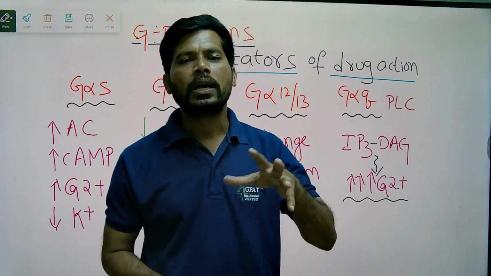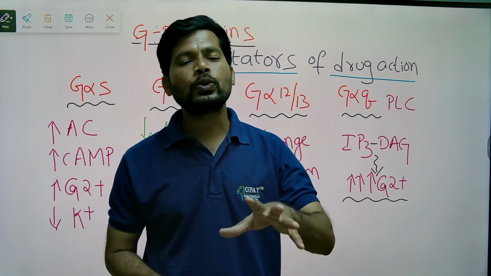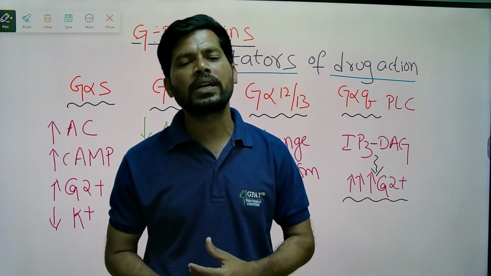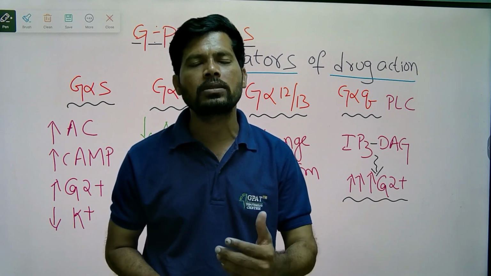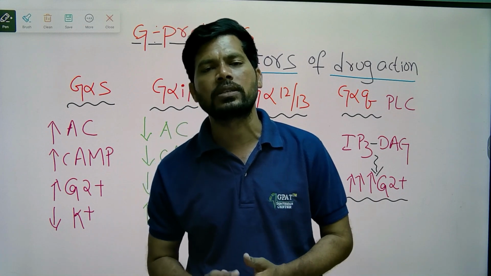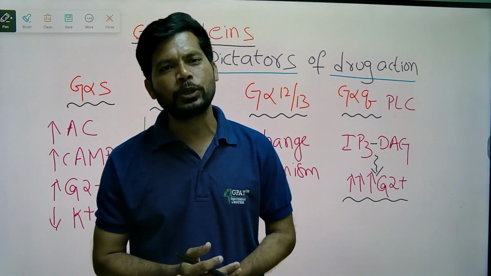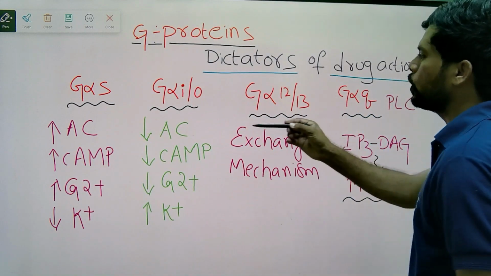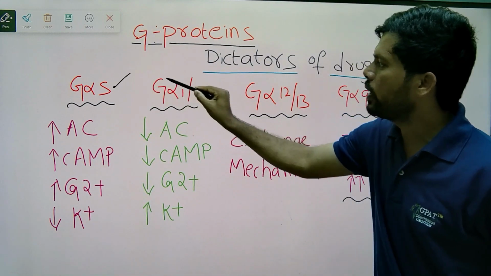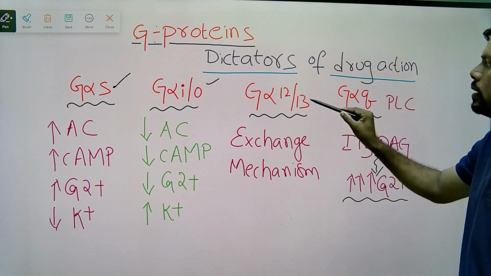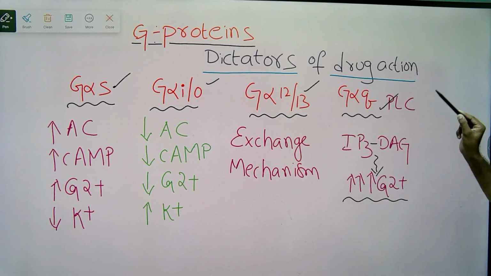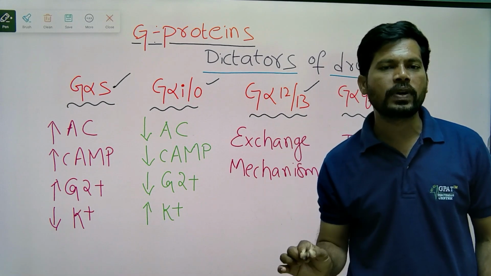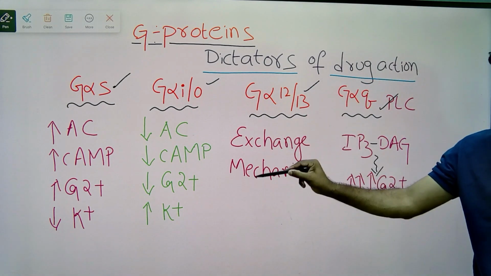In the body, 60 to 70% of receptors are G protein coupled receptors. They are also known as serpentine receptors, metabotropic receptors, or 7 transmembrane heptahelical receptors. When a ligand molecule binds to a G protein coupled receptor, they produce 4 active G proteins: G alpha S, G alpha I, G alpha 12/13, G alpha Q. If you want to remember any drug mechanism of action, you have to remember these dictators.